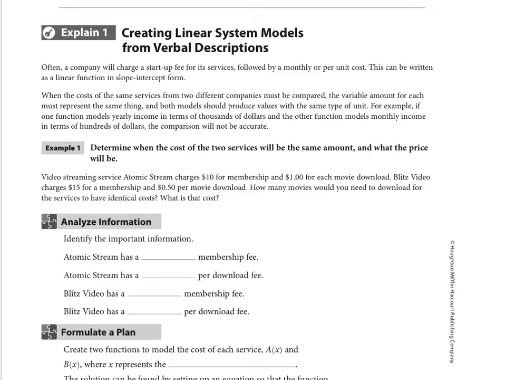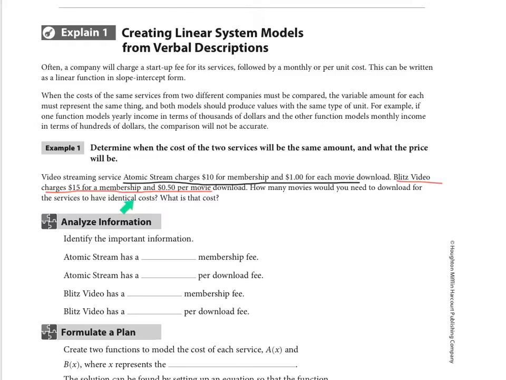Often a company will charge a startup fee for services followed by a monthly or per unit cost fee. This can be written as a linear function in slope-intercept form. So it's wanting you to compare here. So it gives you a video streaming service. Atomic Stream charges $10 for membership and $1 for each movie, whereas Blitz Video charges $15 for a membership fee and 50 cents per movie. How many movies would you need to download for the services to have identical costs?